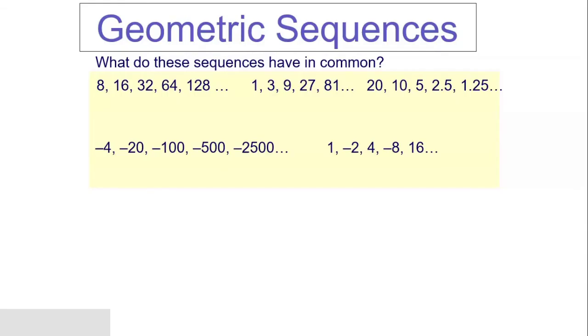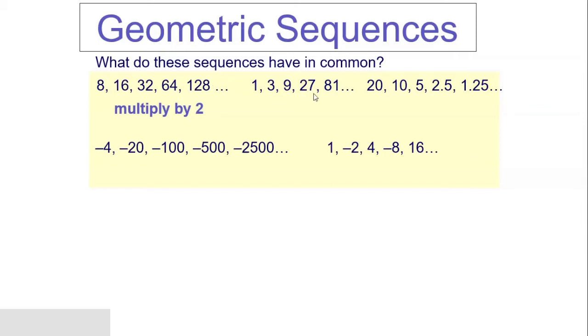What do these sequences have in common? There are 5 items here. The first one is 8, 16, 32, 64, and 128. Now, what is actually the secret in this sequence? It is multiply by 2. 8 times 2 is 16. 16 times 2 is 32. 32 times 2 is 64. And 64 times 2 is equal to 128.